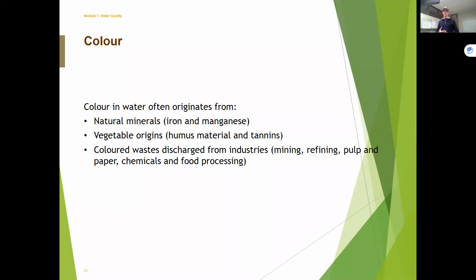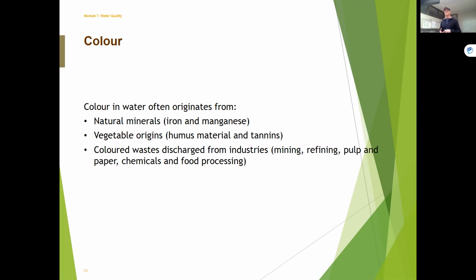We also have vegetable origins, right? When I look at vegetables, you're looking at leaves, and that is tea. When I put a tea bag into hot water, what happens? The leaves impart that tea color into the water. You get the flavors and the colors in the water. And that comes from humus material or something called a tannin.